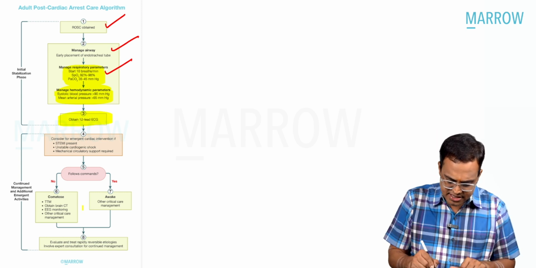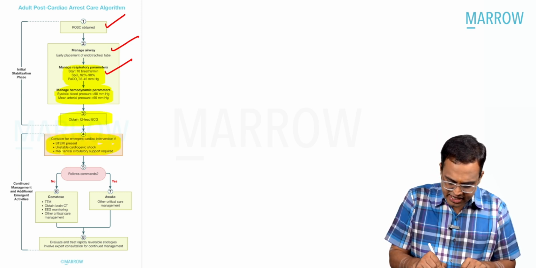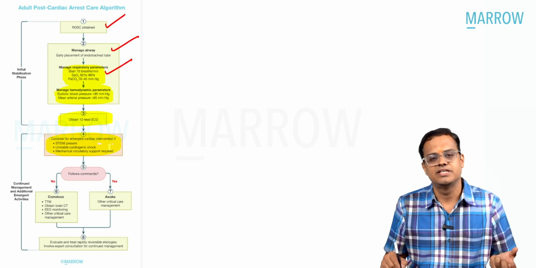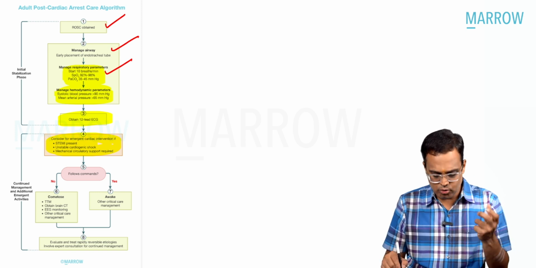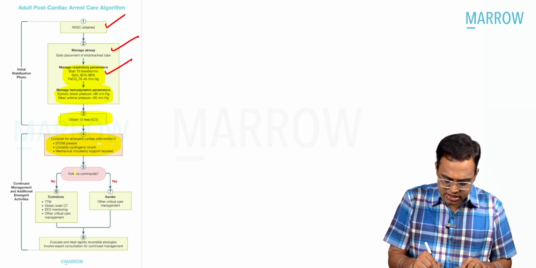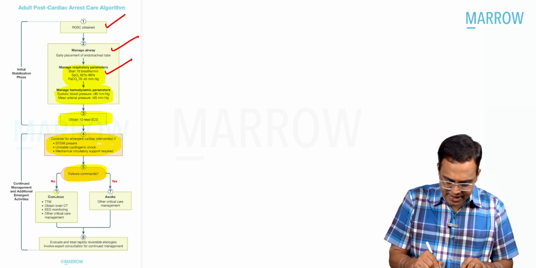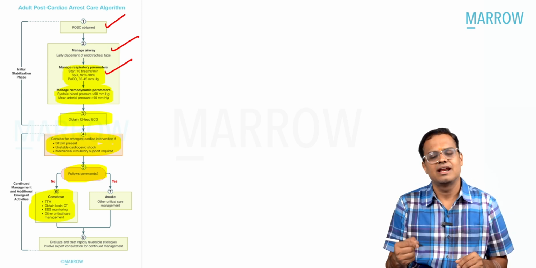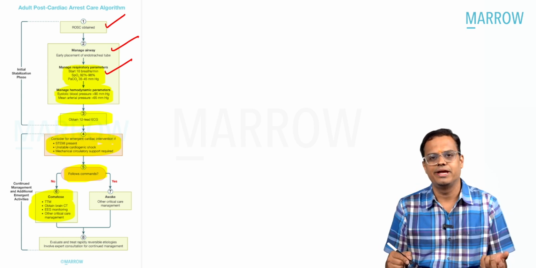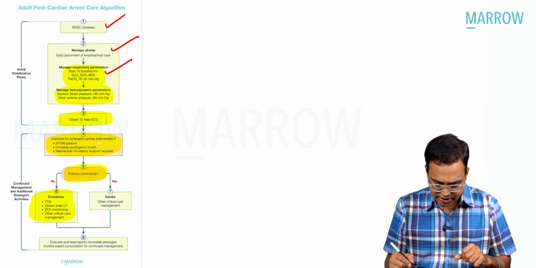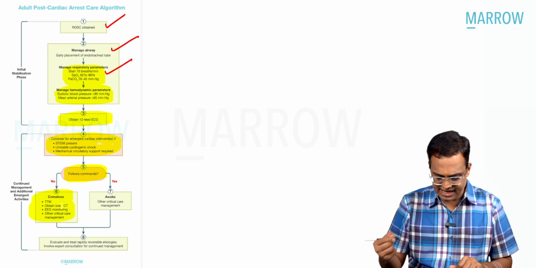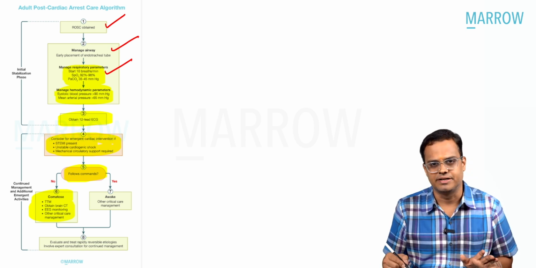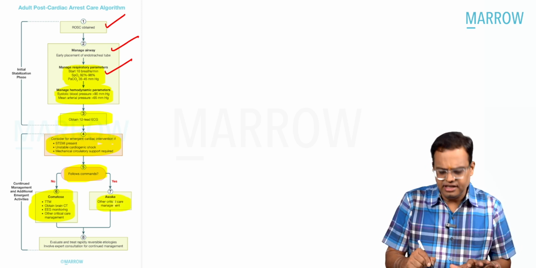Obtain a 12 lead ECG. If STEMI, consider emergency cardiac intervention. If the patient has ST elevated MI, go for cardiac intervention. Now see here, follow the commands. If the patient is comatose, TTM, I said TTH, targeted temperature management, or targeted temperature hypothermia. We have to make it hypothermia 32 to 36 degrees, then get a CT scan, EEG or other critical care management. If the patient is awake, then it's okay, fine.